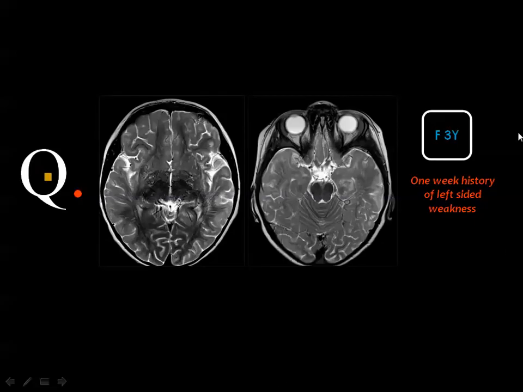Female child, 3 years old, with 1 week history of left-sided weakness. Axial T2 of the brain.